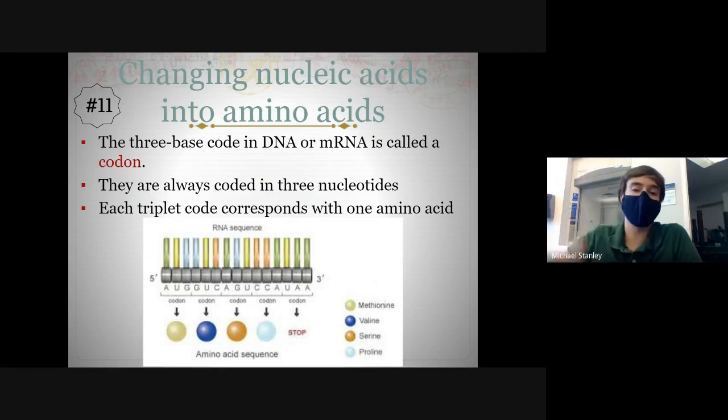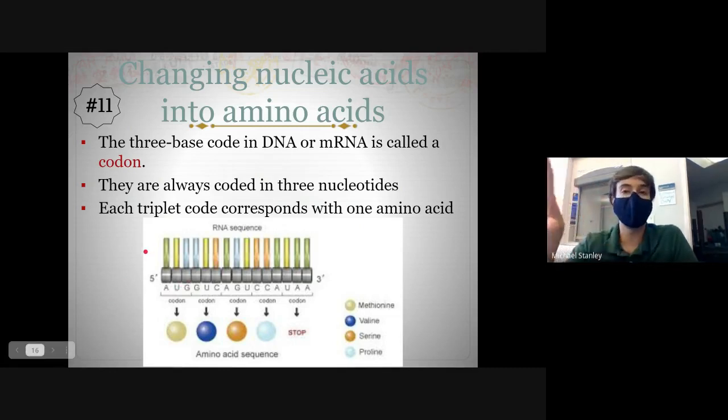3 bases at a time in something called a codon. So it's a 3-base code, sometimes called a triplet code. And each codon corresponds with 1 type of amino acid. So there's 20 different amino acids out there, and each one corresponds with a type of codon. So as the mRNA is being read, the ribosome is reading it 3 bases at a time, or one codon at a time.